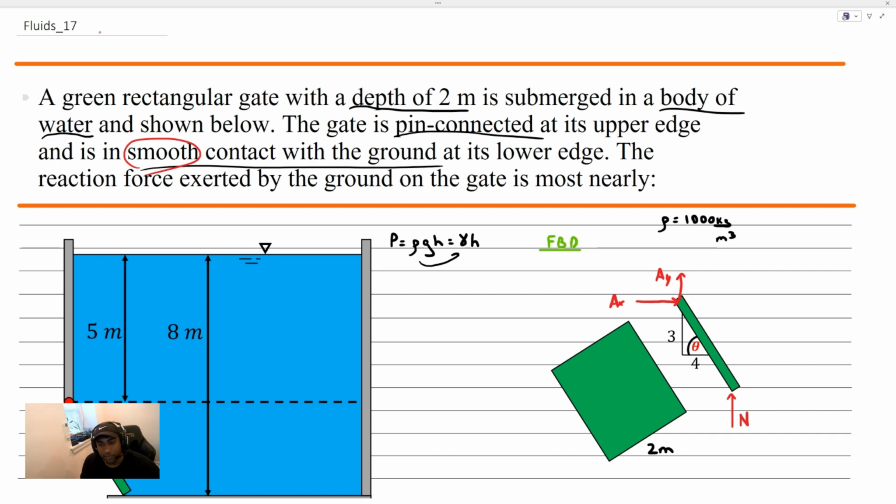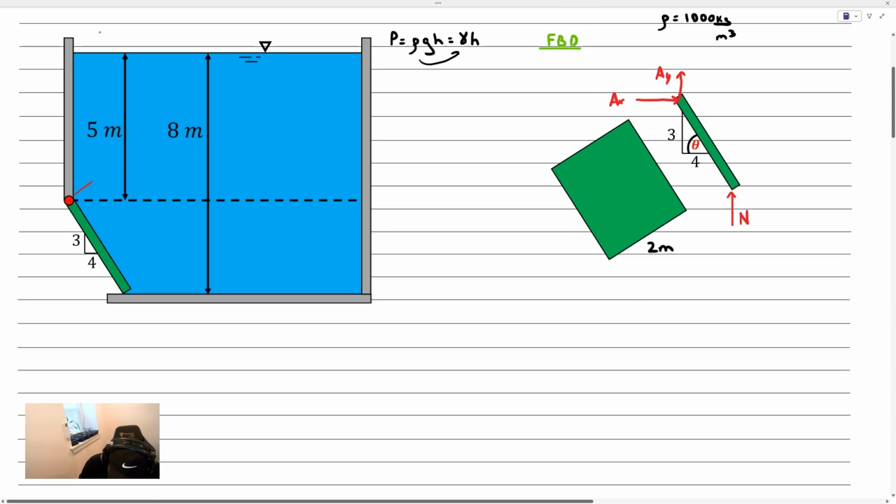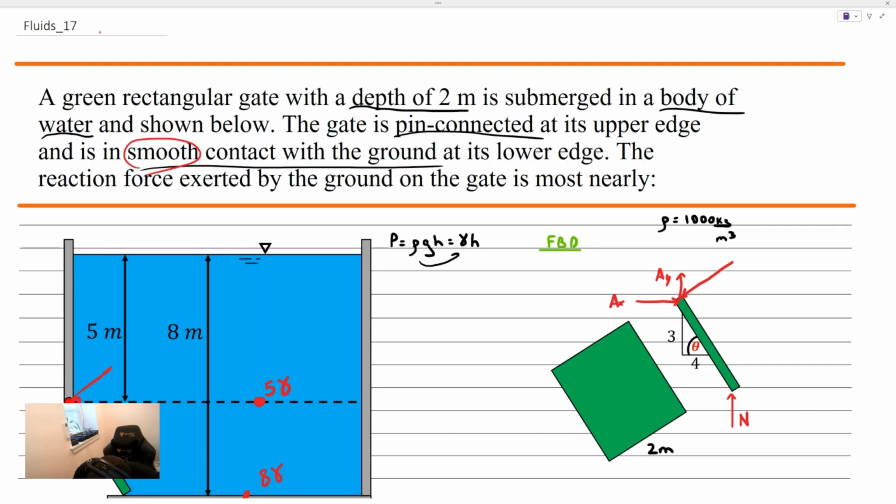Additionally, there's different pressures acting on this gate at this kind of 5 meter depth. This point here, as well as this point here, has a pressure equal to 5 gamma. And all the way at the bottom, we have a pressure equal to 8 gamma. Pressure acts to compress the surface of this gate. Its magnitude at the tip of the gate is 5 gamma, and all the way at the end of the gate, its magnitude is 8 gamma. Right? That was from that principle of hydrostatics that we just spoke about.